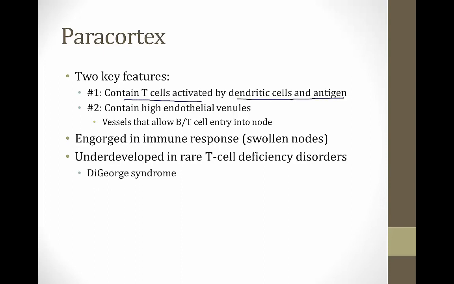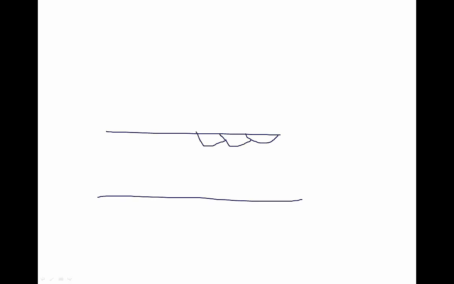The second important feature of the paracortex is that it contains special structures called high endothelial venules. These are special vascular structures that allow B and T cells to enter the nodes. It's easiest to understand this with a picture. So if you imagine a venule that comes after a capillary, normally the endothelium is composed of cells like this that overlap one another and they don't allow cells to exit. High endothelial venules, on the other hand, are a little bit different. These are venules that are found after the capillaries in the lymph nodes.